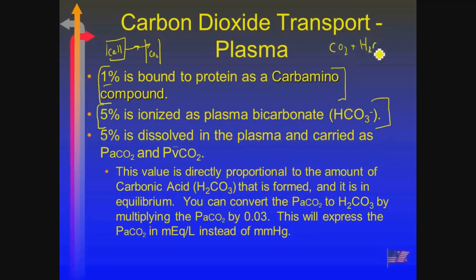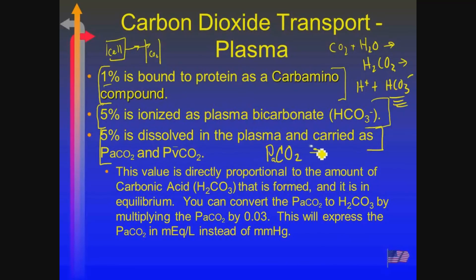Some of it will go through that reaction and form bicarbonate. CO2 plus water going to carbonic acid, which dissociates into hydrogen ions and bicarbonate ions. And those are the ones we're talking about. So it's going to be carried as bicarbonate, not as CO2. And the last portion is that it's going to be dissolved in the plasma, which is what we've already come up to talk about as far as having PCO2, either in the arterial system or in our case coming back to the lungs as a venous value.